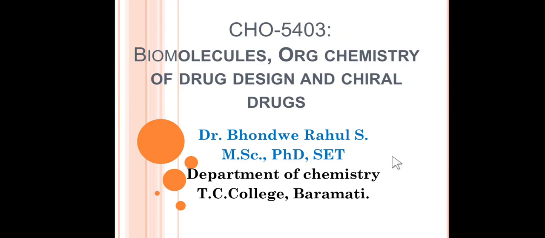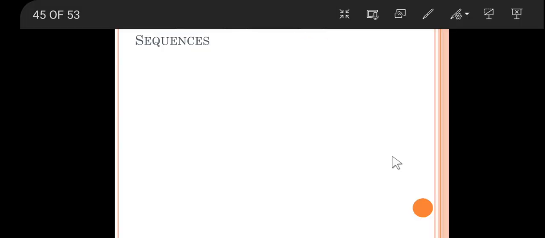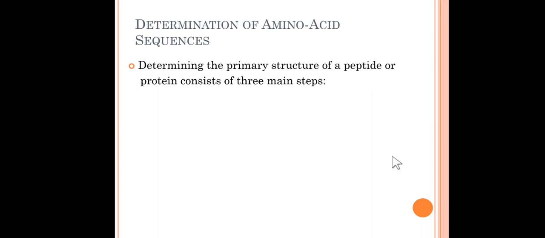Hello students, welcome back to our lecture for the paper CHO 5403, that is the biomolecules, organic chemistry of drug design and chiral drugs. Friends, in this lecture we will discuss the determination of amino acid sequence in proteins or in a peptide. So determining the primary structure of a peptide or protein consists of three main steps.